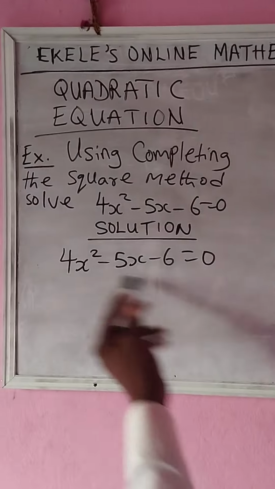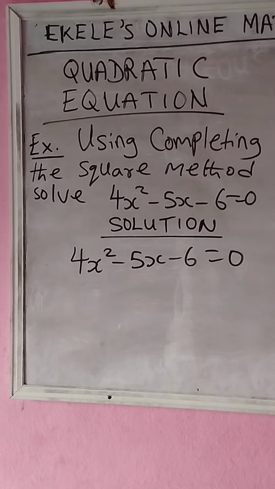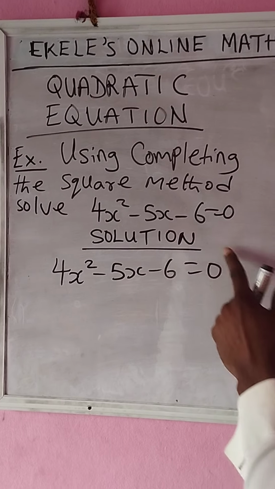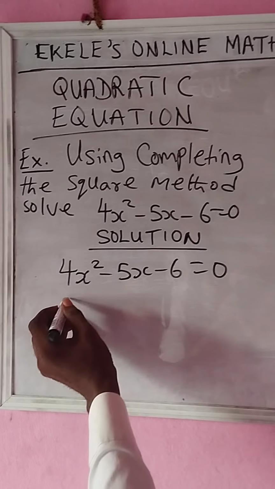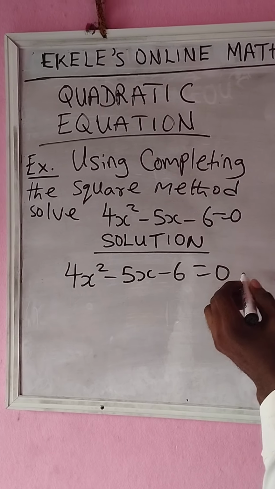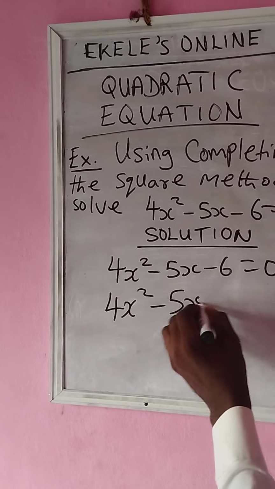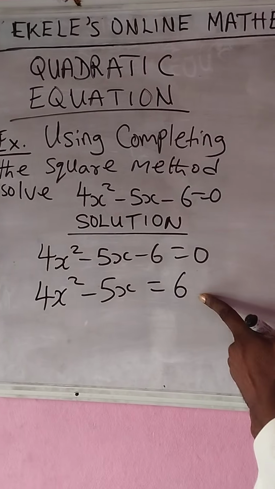So what do we do? The first step is to rewrite the question, which is this. Then the second step is take the constant to the right hand side. The constant is -6. Take it to the right hand side of the equation. It becomes +6. You have 4x squared minus 5x equal to +6.